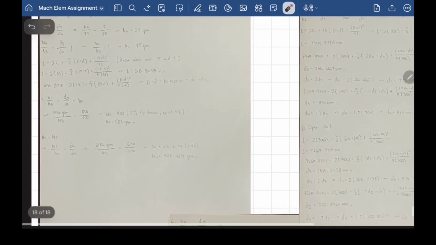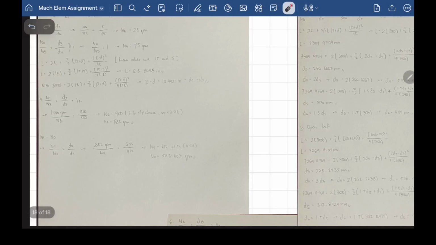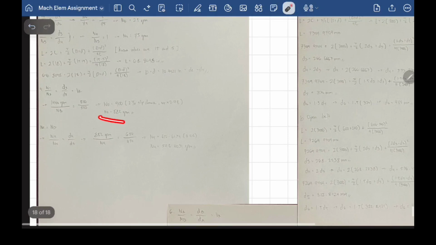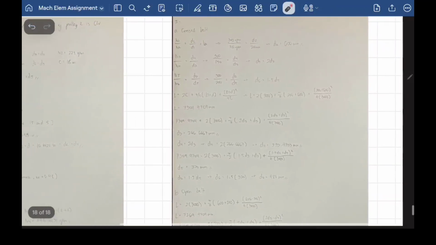So for number 4, this is basically just the same as the gear trains, but this time we have the 2% slip chance. With that, since this is a 2% slip chance, we just do 100 minus 2 in percentage. So we had 0.98 to multiply in each drive, and then we got these answers. So for the next number, we have number 5.